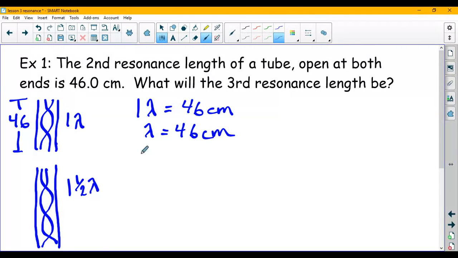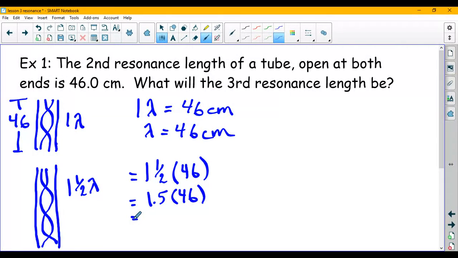So if I know that one wavelength is 46 centimeters, then 1.5 wavelengths, or 1.5 times 46, will give me the length of my tube. So it's kind of like understanding the patterns, right? There's no real equation here. It's understanding what they're telling you, what the patterns are and what they mean.